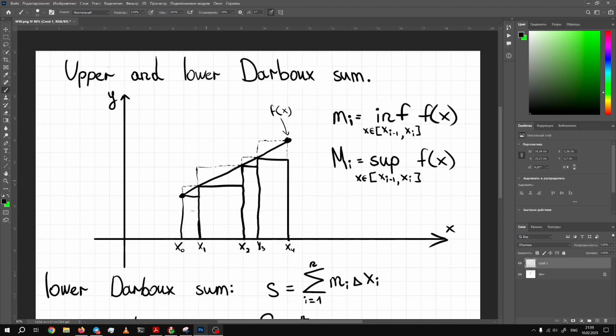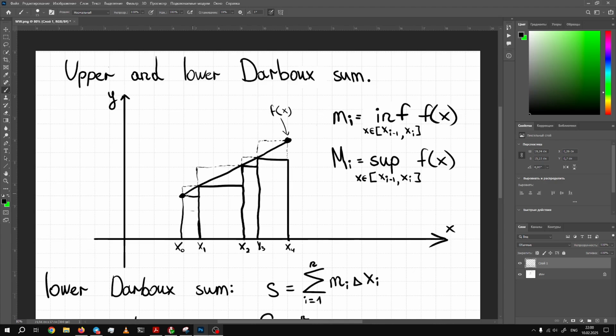Suppose you have a function on some segment from a to b. This is our segment from x0 to x4. There is a function f of x which is bounded on this interval, and this is our partition. If you don't know what a partition is, I will remind you real quick. It's a set of points on this segment where x0 is equal to a and xn is equal to b, and x0 is less than x1, x1 is less than x2, and so on until xn.